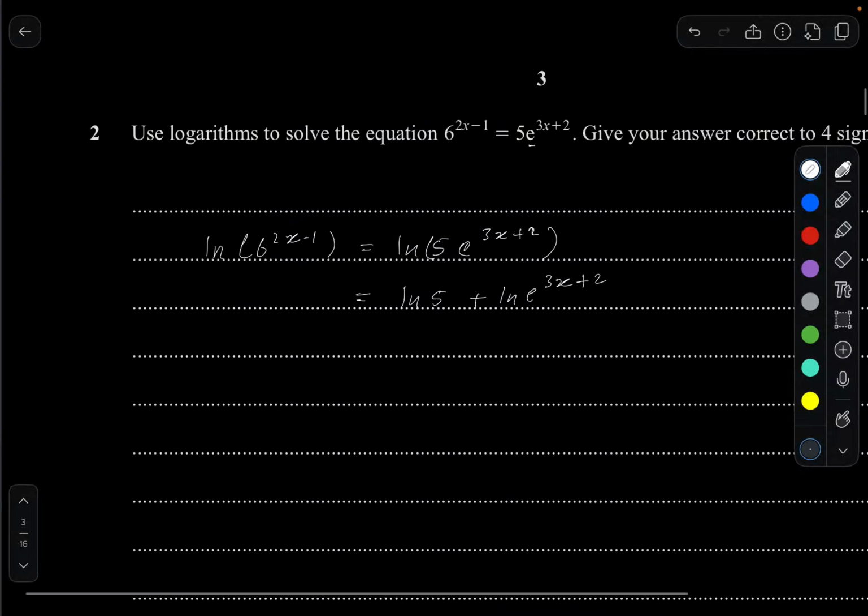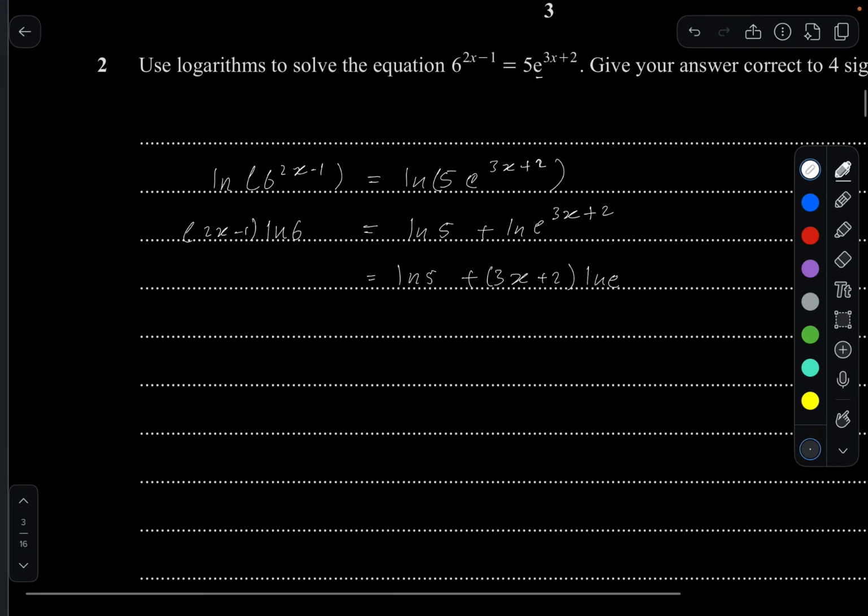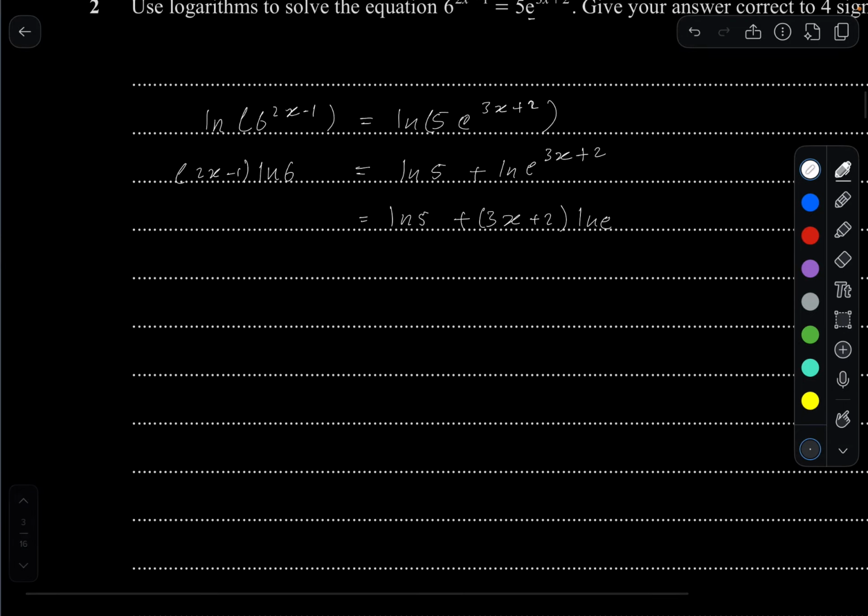You actually left ln of 5e together and you put the 3x plus 2 to the front. So then, we can just drop this one down. That would be 2x minus 1, ln of 6. And this will be ln of 5 plus 3x plus 2 ln of e, which happens to be 1. Then that whole part will fall away. So now you will have to just basically expand this one.